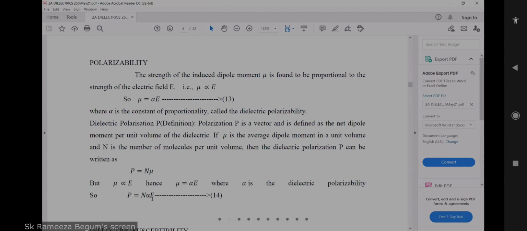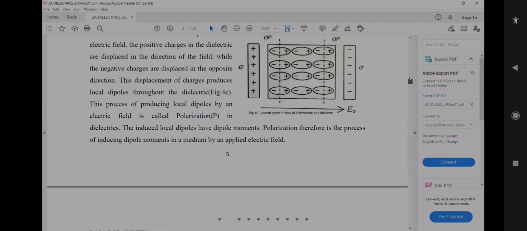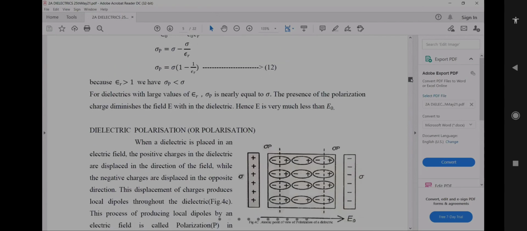Okay, clear? So here, the induced dipole moment. Why does the dipole arise within the material or within the molecule? In the absence of an external electric field, both the positive and negative charges within the molecule coincide with each other. Due to the application of the external electric field, the two charges, positive and negative, get separated. Then a dipole arises within that molecule.